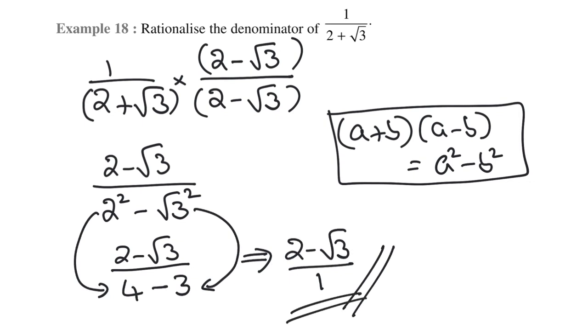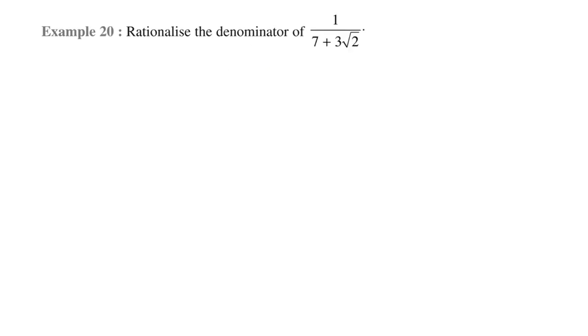Your first starting point: multiply and divide by the conjugate of this. If it's 2 plus root 3, you multiply and divide by 2 minus root 3. If it is 2 minus root 3, you multiply and divide by 2 plus root 3. As simple as that. Let's try one more. Let's rationalize the denominator 1 over 7 plus 3 root 2. So let's write it down. 1 over 7 plus 3 root 2.